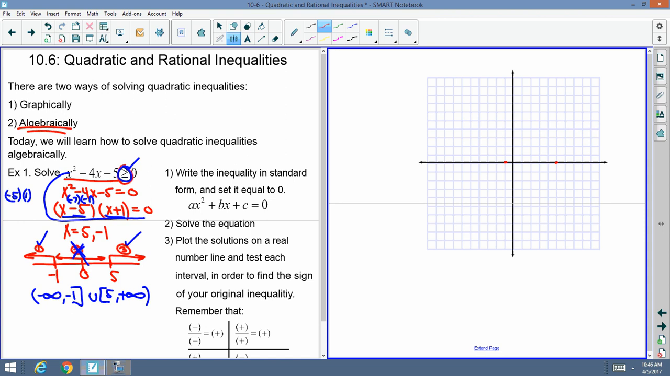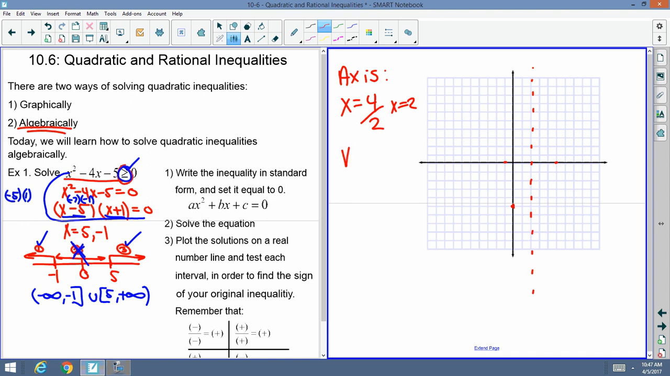Real quick, guys, what's my y-intercept here? Yeah, when x is 0, y is negative 5. So that's 1, 2, 3, 4, 5. Now, before I do a mirror image, I need a vertex. So my axis of symmetry here is x equals negative b over 2a. So x equals 2. So that's my axis.